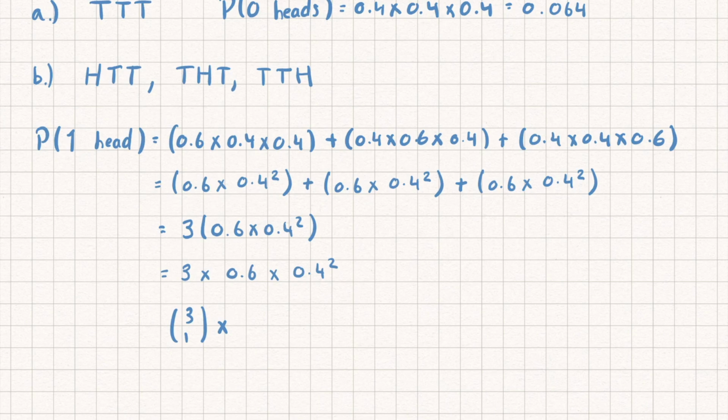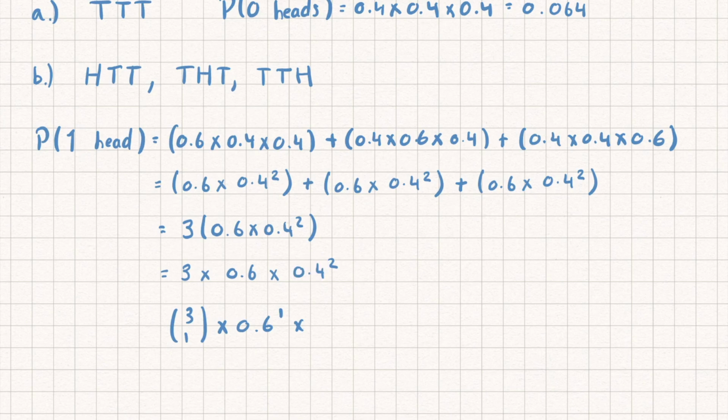And how many times did I want to get that success? Well, I wanted it once. And then finally, I multiplied it by what we would call the probability of failure, which was getting the tails, because that wouldn't be what we want. We don't want to get tails, we wanted to get the 1 heads. So the probability of failure was 1 minus the probability of succeeding, or 0.4.